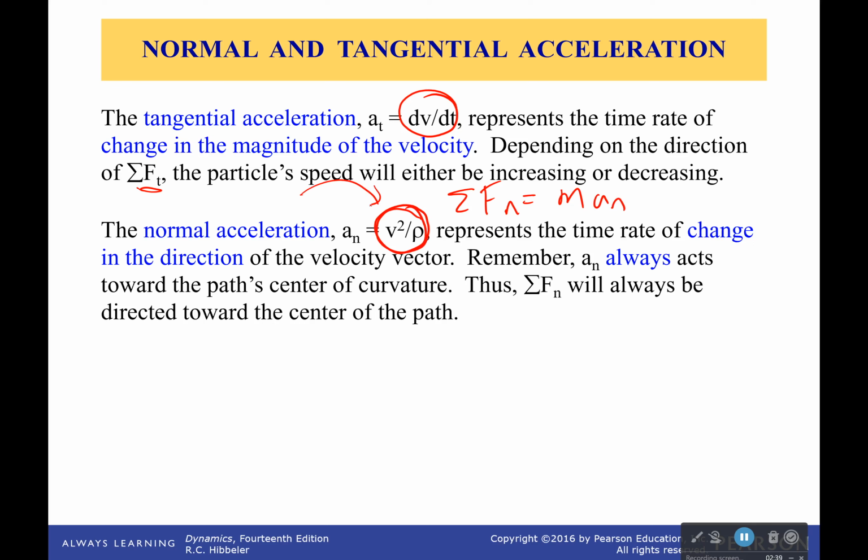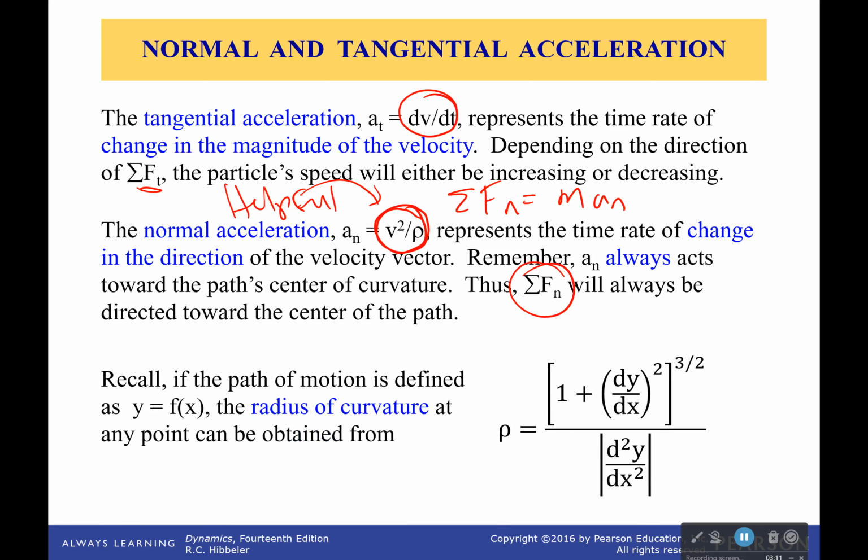This is extremely helpful. Do not forget this. Okay, don't forget that equation because you will need to use it a lot. Now, the normal acceleration, unlike the tangential, doesn't change how fast it's moving. It changes its direction. It's always more or less trying to turn it towards the path's center of curvature. And so all of our forces will also be directed towards the center of the path, or away from it in some cases.